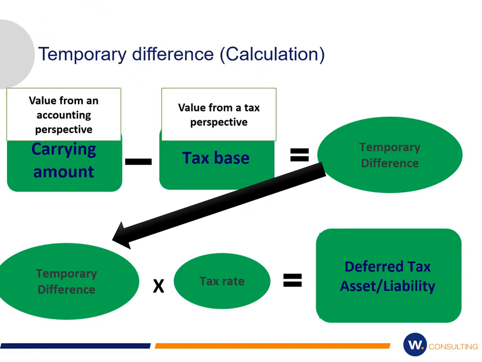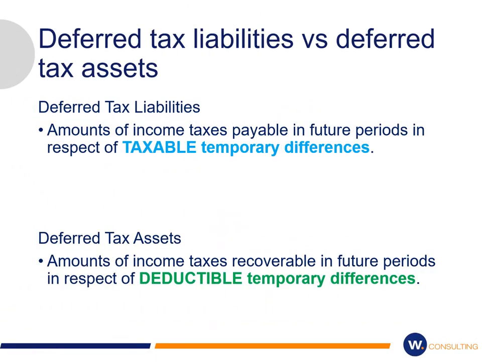So the carrying amount is the value from an accounting perspective, whereas the tax base is the value from a tax perspective. Moving on, deferred tax liabilities and deferred tax assets.